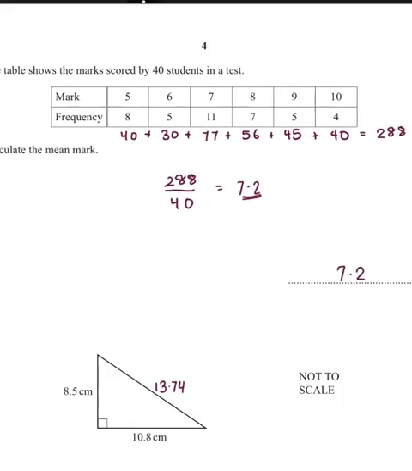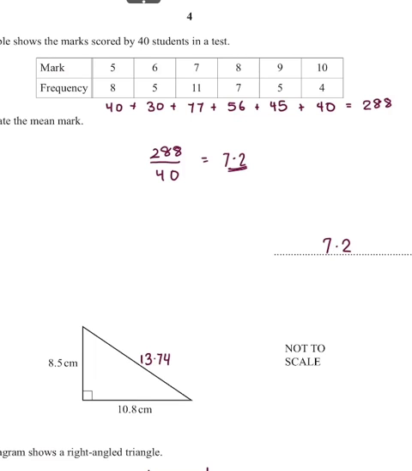Then calculate the mean mark. So for this we have 5 8s are, we multiply the mark and the frequency.